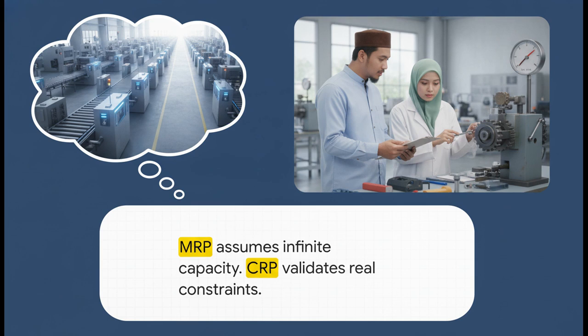See, MRP assumes you have infinite capacity. It might calculate that you need 500 hours of machine time next week and just happily assumes you have it. That's where capacity requirements planning, or CRP, steps in as your much-needed reality check. It takes those planned order releases from the MRP and tests them against the finite real-world capacity of your actual work centers.